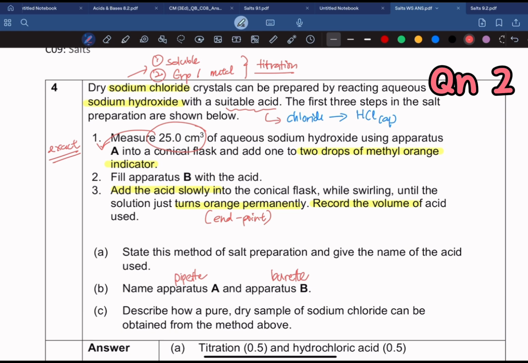So don't get confused. You never use a measuring cylinder. You never use a dropper. You will not use a conical flask or beaker to measure volume. So measuring a fixed and exact volume, just one volume, we use this apparatus, or pipette in this case.